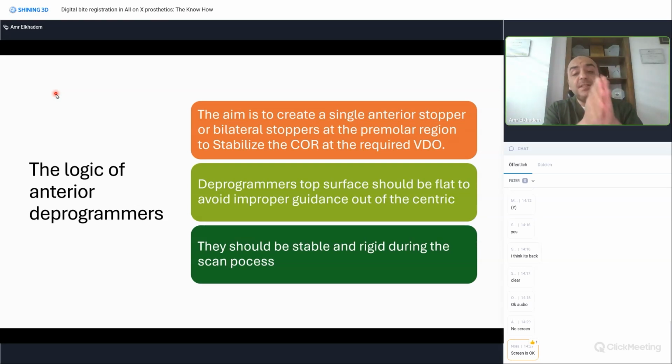When you are creating this deprogrammer, it's not like a bite, it's just a stopper. It has to be flat, because if I just put some putty material and ask the patient to bite and I have indentations, it might be wrong. So I cannot check it multiple times. There might be a deviation. So it has to be like a flat plane, and the patient is biting and I'm checking multiple times that it's a very viable centric relation so that I can proceed.